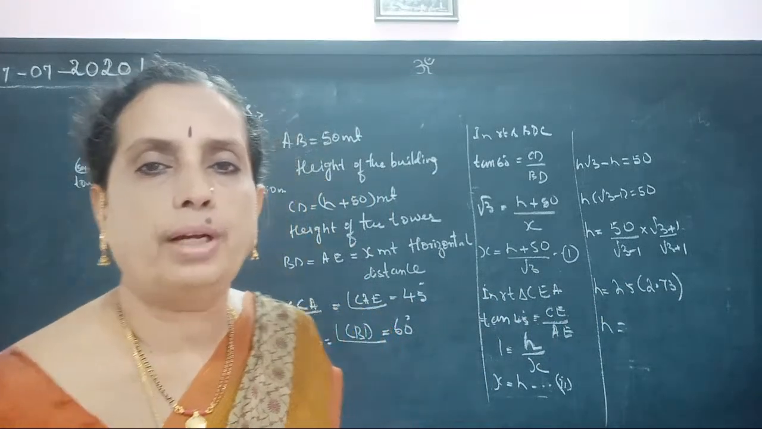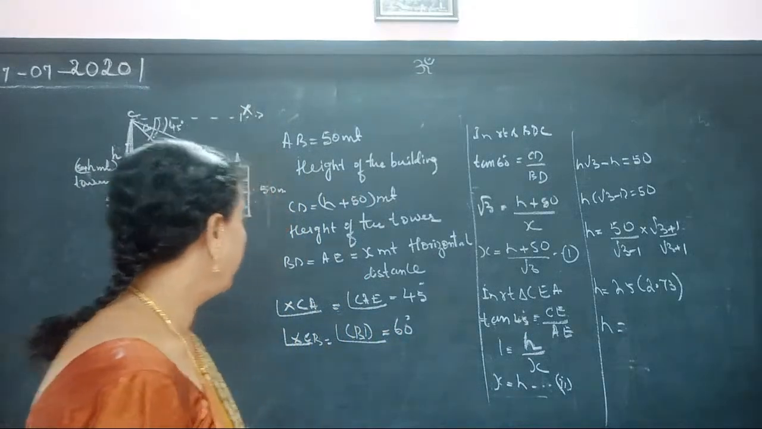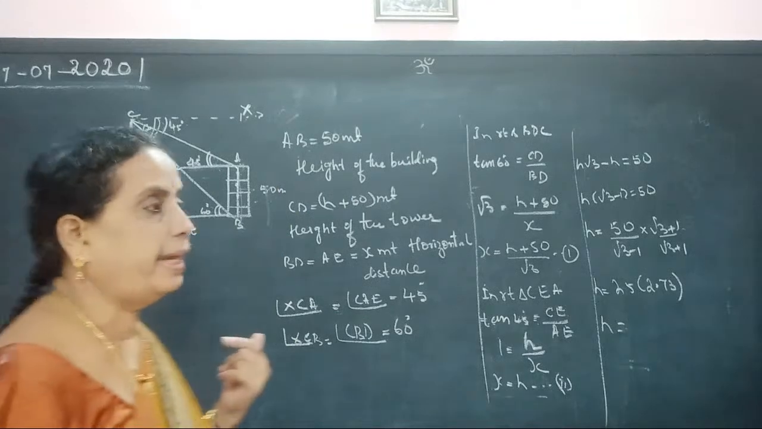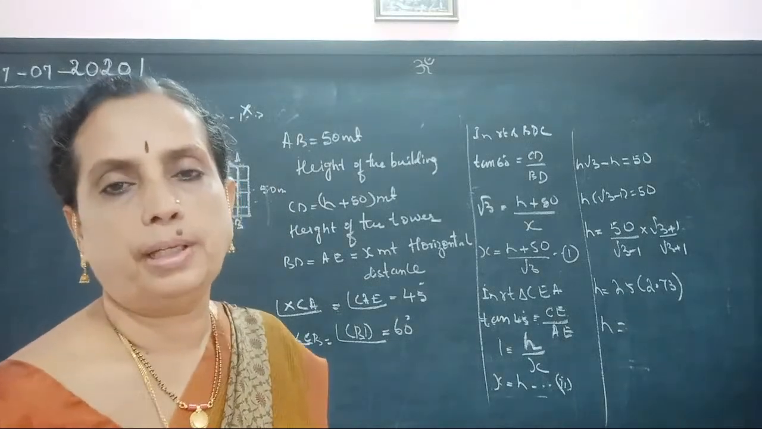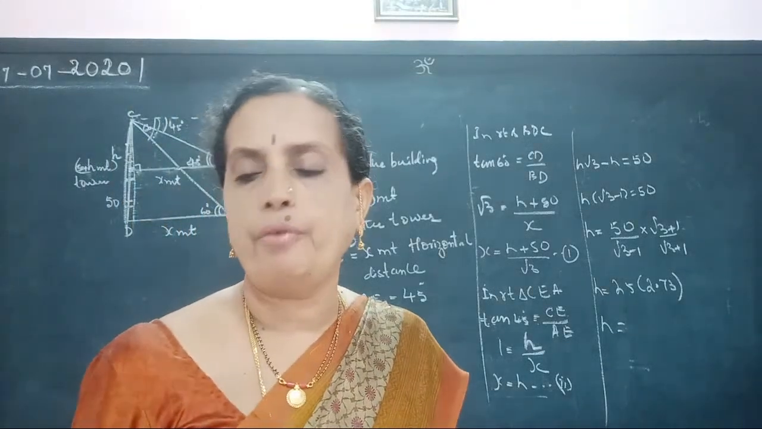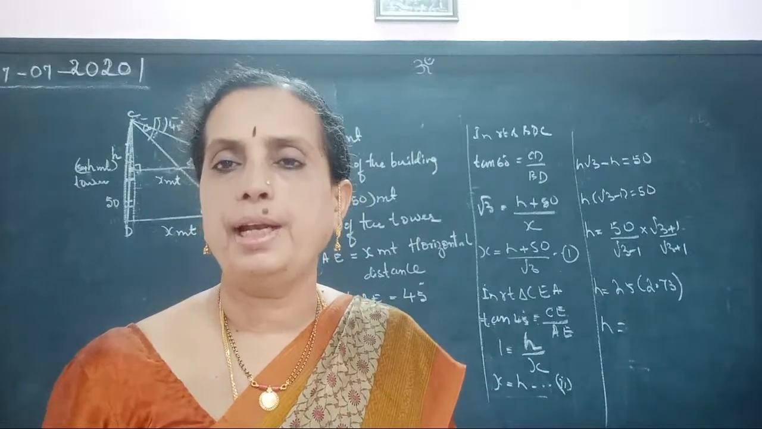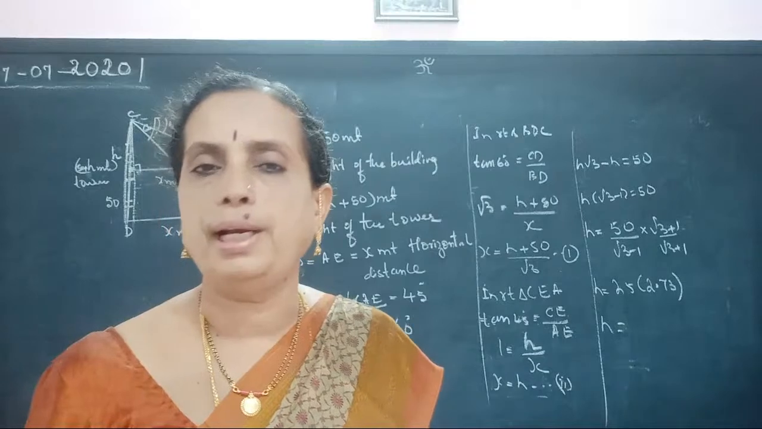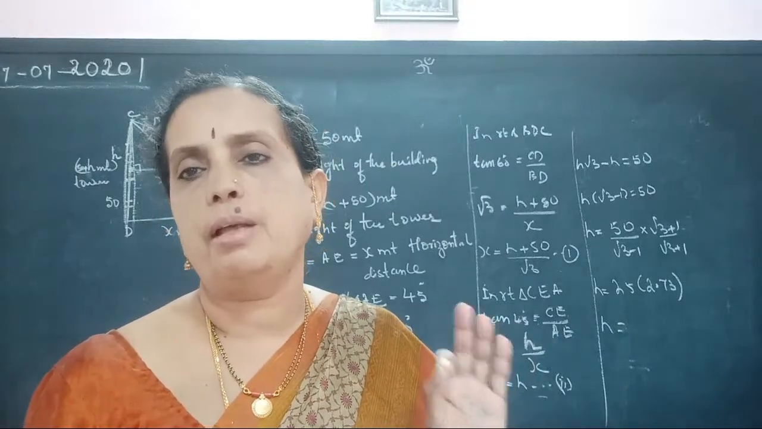So conclude your answer at the end. Therefore, height of the tower equals 68.25 meter. As it is, when we go with these answers, we feel it is very easy, but unless you practice it immediately, you will get stuck in the middle.